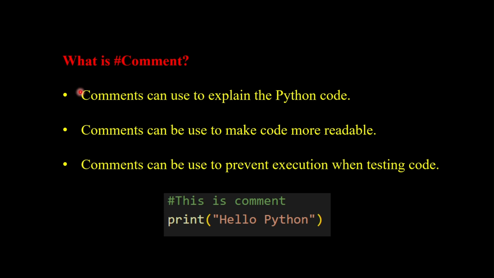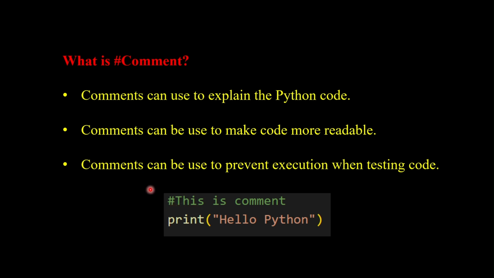As mentioned, the comment is specifically used to explain the Python code, make the code more readable, and prevent execution. Yes, that's all true. If code has been written by a developer, but after some years it is read by a tester, he should get clear info about what the code is, where it should start and where it should execute by calling its function.